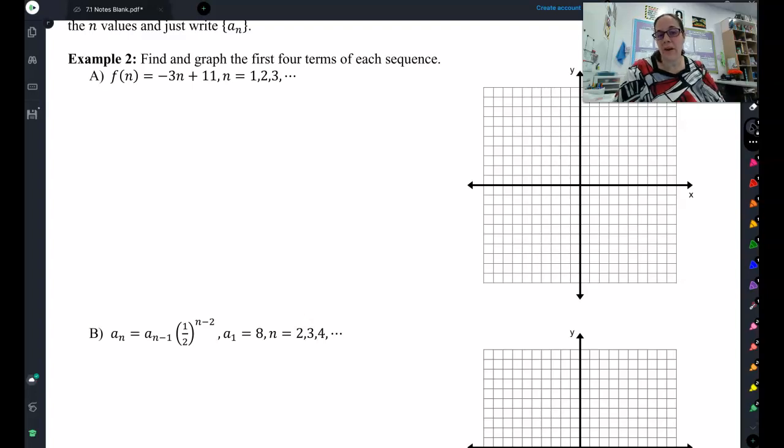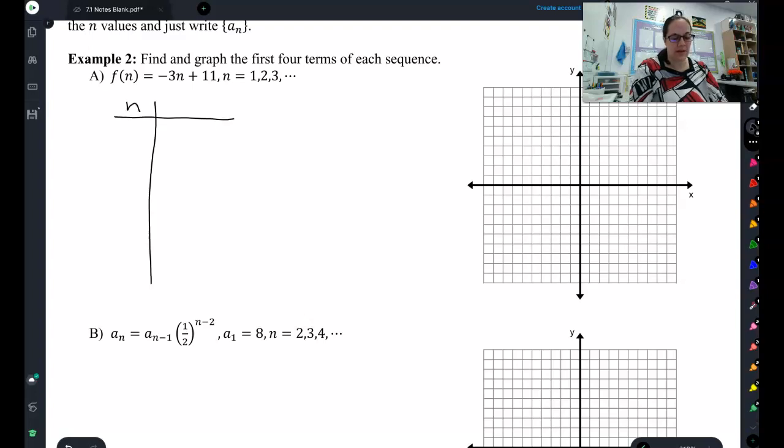On to graphing sequences. So we have: find and graph the first 4 terms of each sequence. Now here's how we usually do this. Usually we think of this as a t-table, where on the left side is our term number, so we want the first 4 terms of our sequence, like that.